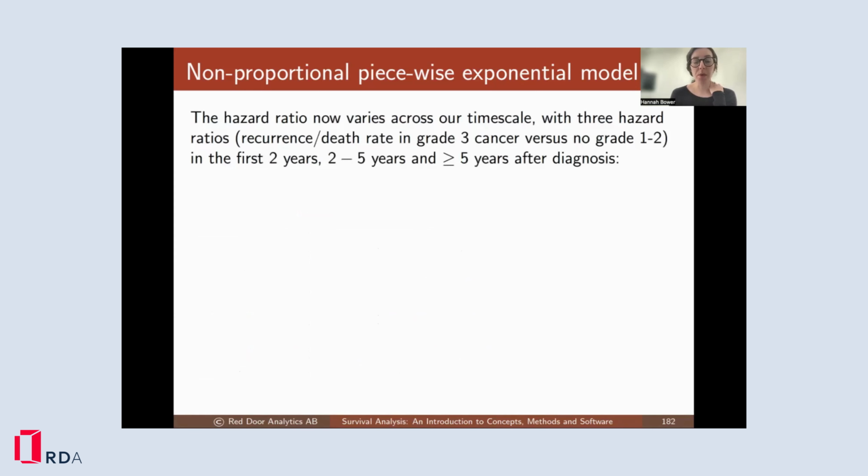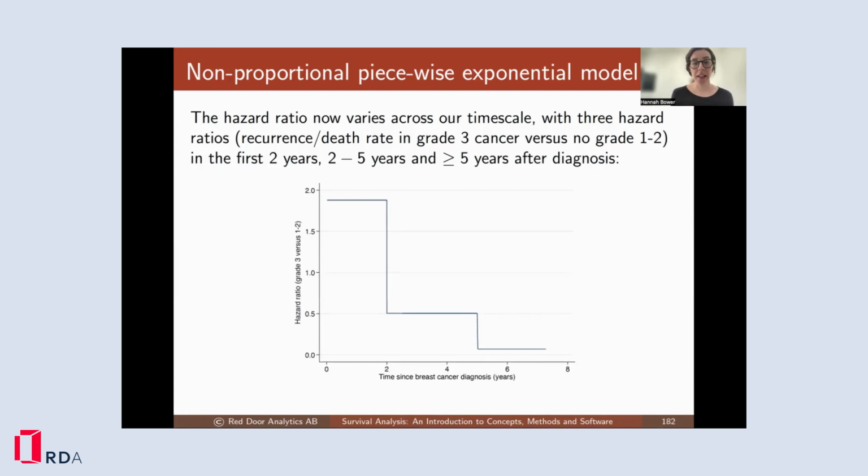So what we've done by this is we've allowed the hazard ratio to vary across our timescale with 3 different hazard ratios for the rate of recurrence of death or recurrence of breast cancer in grade 3 cancer versus no grade 3 cancer in the first 2 years, in the first 2 to 5 years, and greater than 5 years after diagnosis. And what this looks like is something like this. When we predict from our model, we see a hazard ratio that changes in these different time periods for grade.